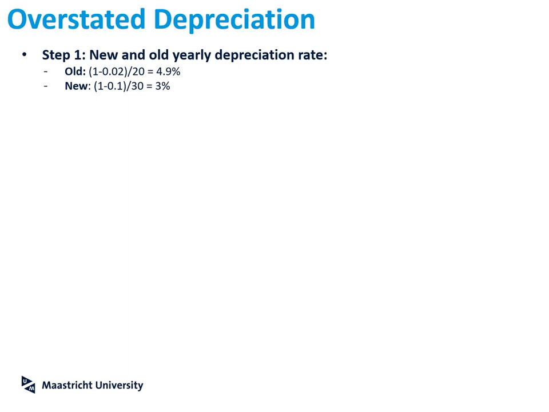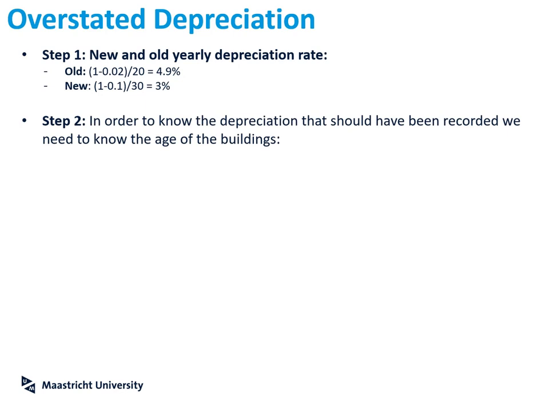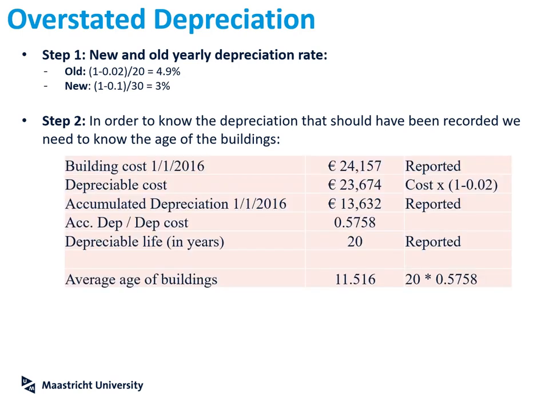So once we've determined those new depreciation rates, the next step would be to adjust the accumulated depreciation that has been recorded up until today. And in order to do so, we would need to know the age of the buildings, because that would tell us how many years of accumulated depreciation we have. And to determine the age of the buildings, we can use the following table.